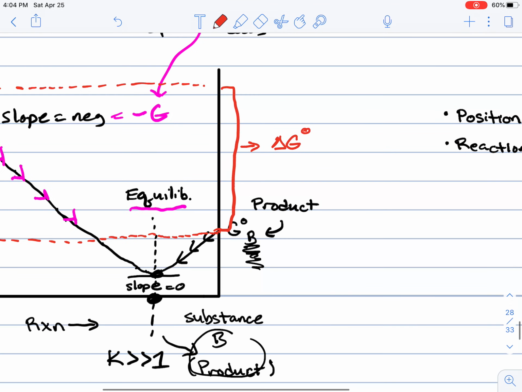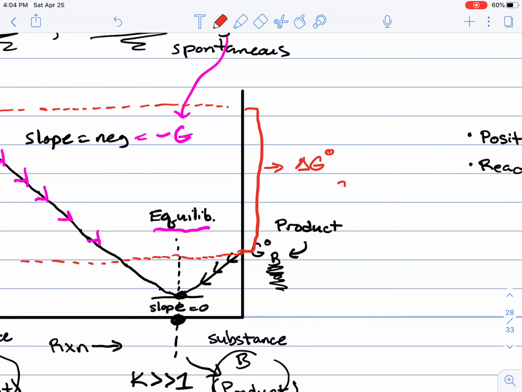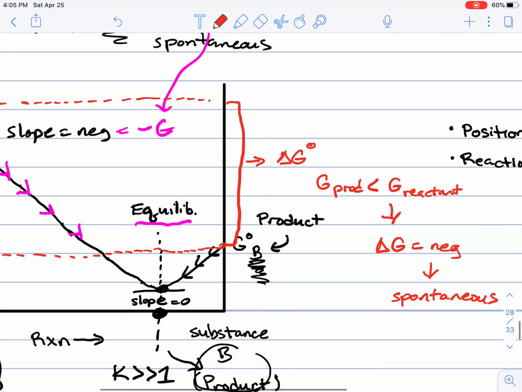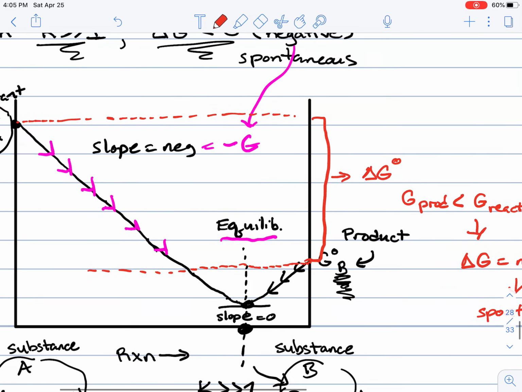And so since the Gibbs free energy of the products is less than that of the reactants, our change in Gibbs free energy is going to be negative, which once again highlights the point that it's going to be a spontaneous reaction in the forward direction.